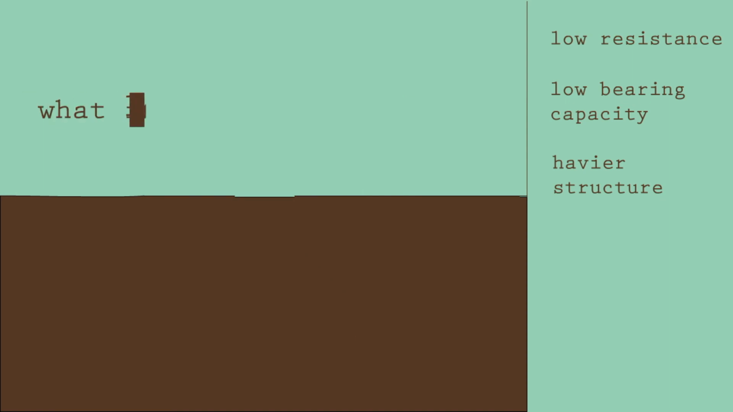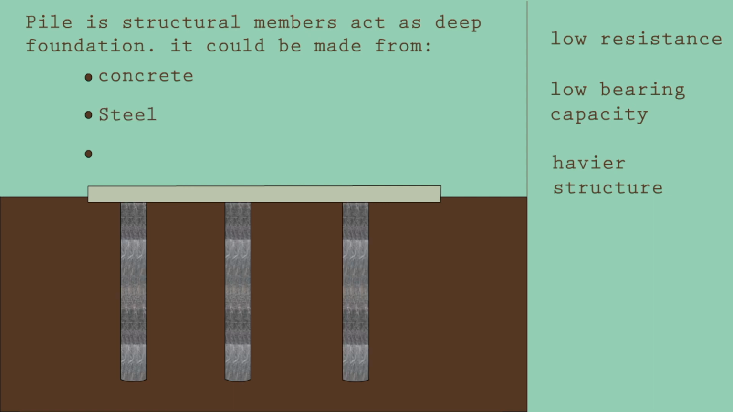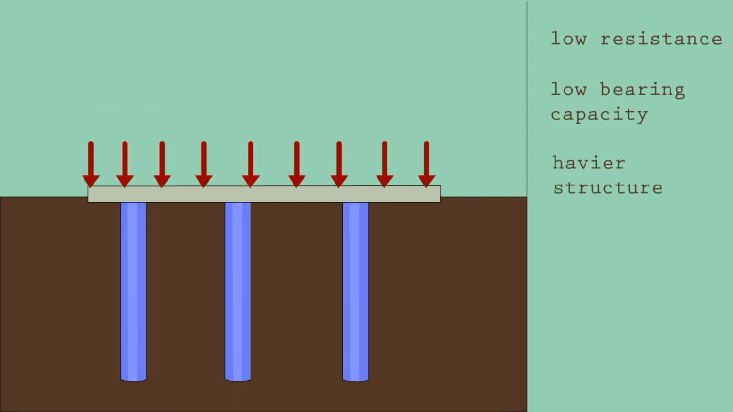So, what is a pile foundation? A pile is a structural member that acts as a deep foundation for heavy structures. It could be made of concrete, steel, or even timber. According to how they transmit their load into the subsoil, piles can be divided into two categories: friction piles and end-bearing piles, or a mix of them. We're going to go into more detail in the upcoming videos.